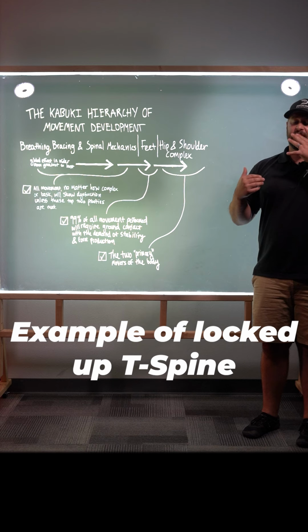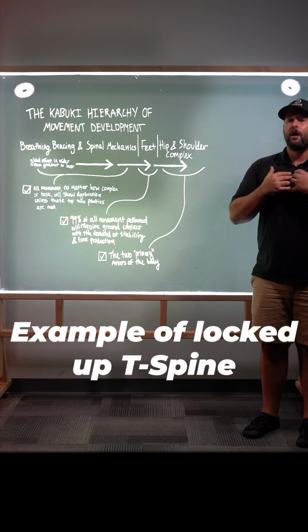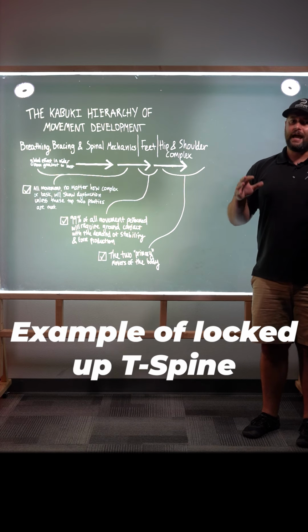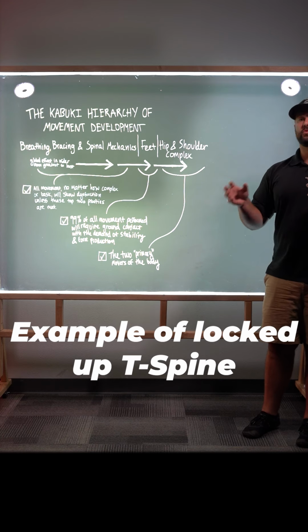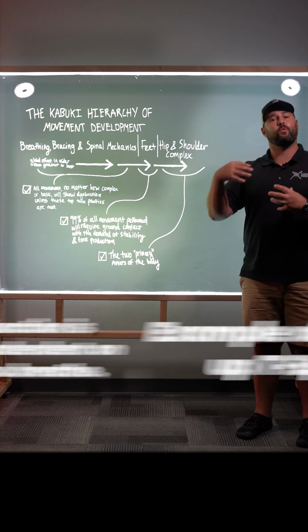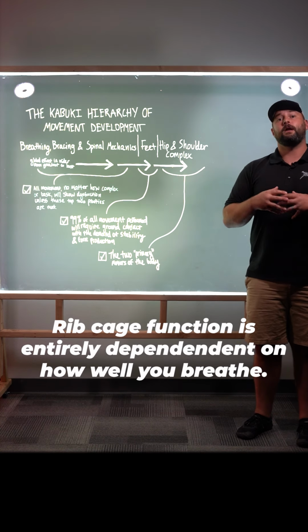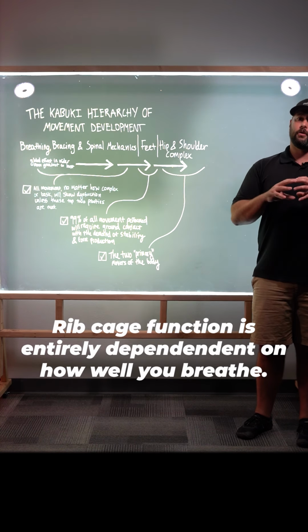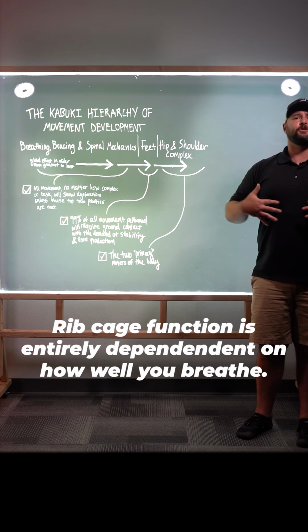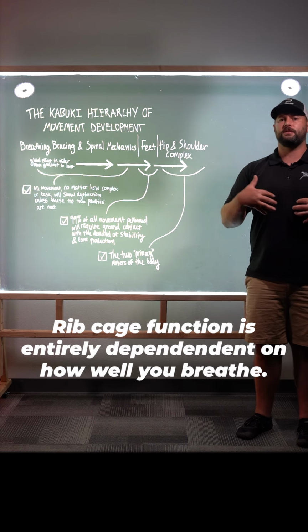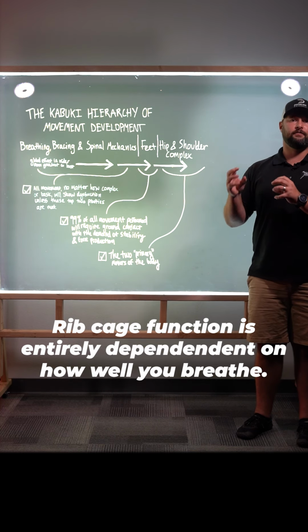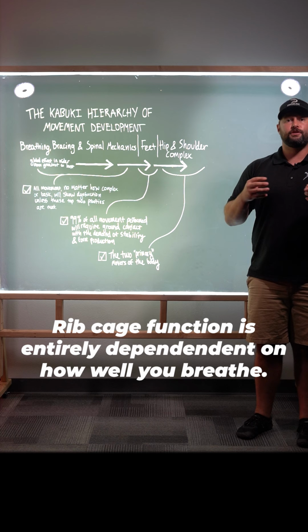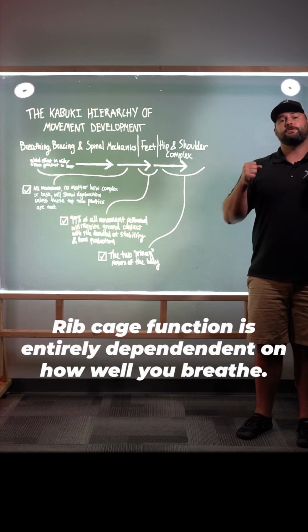And we know that if somebody has a locked up thoracic spine, 99% of the time they're also going to show breathing dysfunction. The thoracic spine is really connected to rib cage function, and rib cage function is completely dependent on how well you breathe. Most people just think about the bony landmarks of the ribs, the things we see in a skeleton, but in reality the rib cage has connective tissue and muscles in between each of those, and as you breathe, those muscles need to expand and contract, expand and contract.